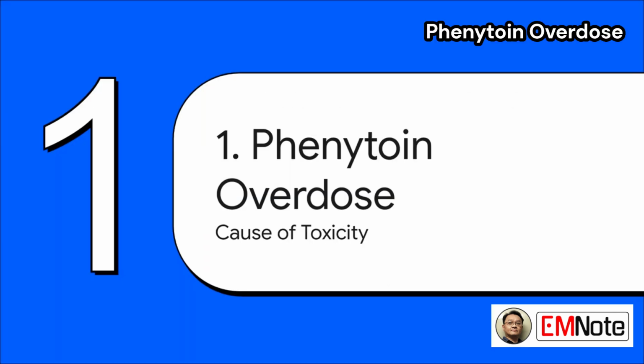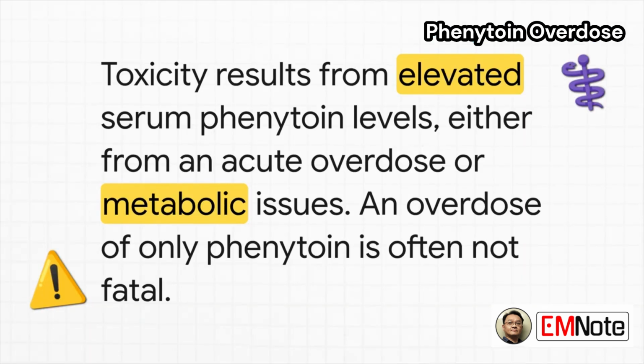So, first up, let's look at what's fundamentally causing the toxicity. It's pretty straightforward. Toxicity happens because of elevated serum phenytoin levels. This can come from an acute overdose, of course, but also from metabolic issues that mess with the drug's clearance. The good news is that overdoses involving only phenytoin are rarely fatal.